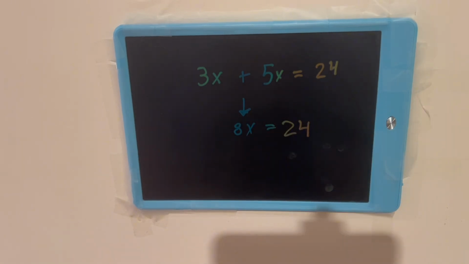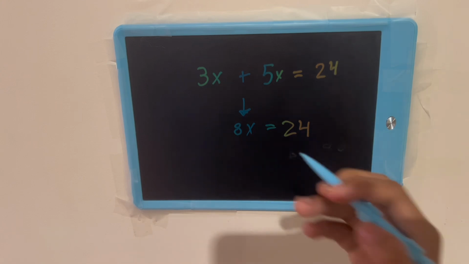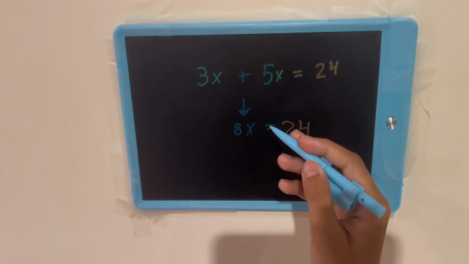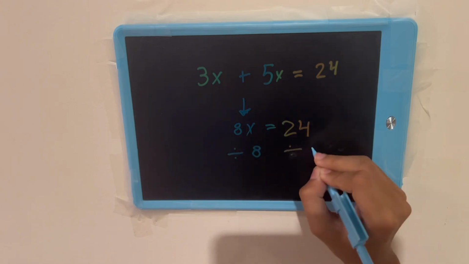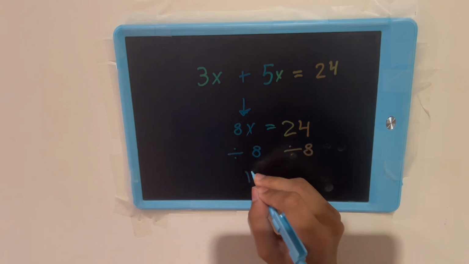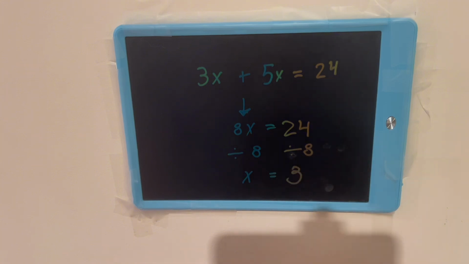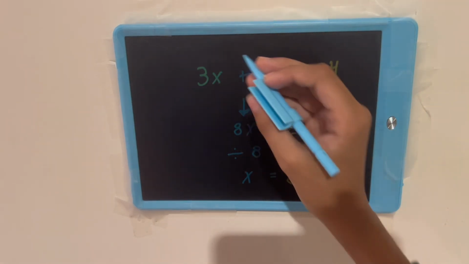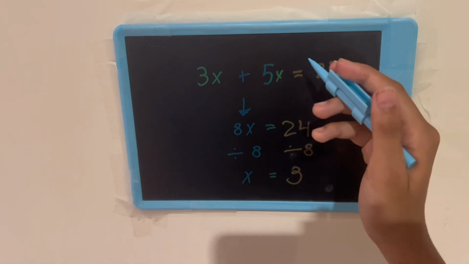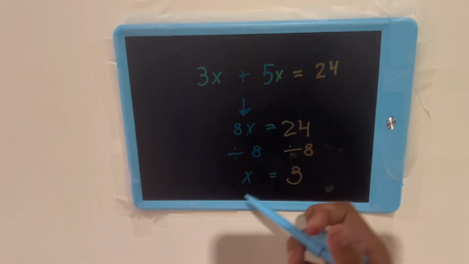You can probably already tell what x is because it's just a basic multiplication product. So divide both sides by 8. Then we get x equals 3. How cool is that? And we can double check this by plugging in 3 for x. So 3 times 3 is 9, and 5 times 3 is 15. 9 plus 15 is 24.